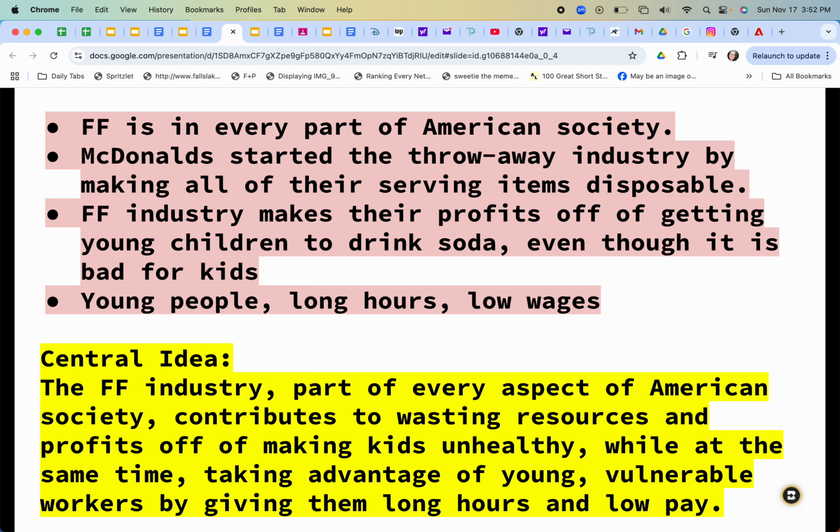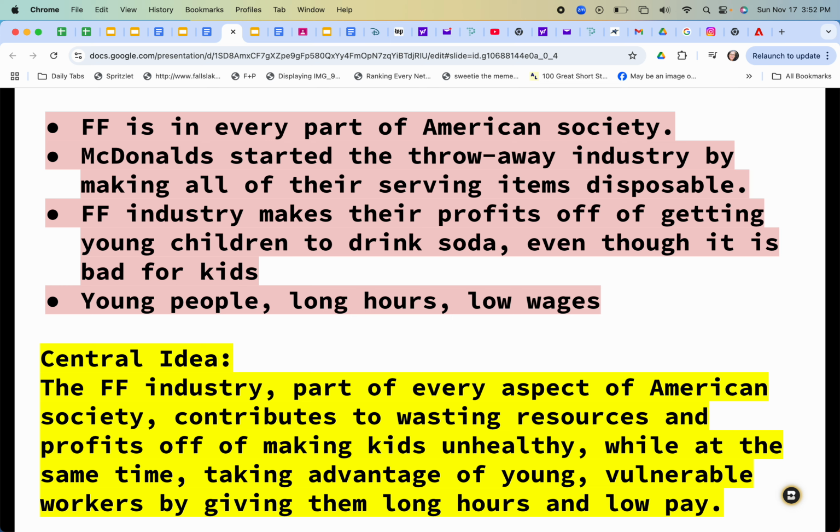Fast food is in every part of American society. McDonald's started the throwaway industry by making their items disposable. The fast food industry makes their profits off of getting young children to drink soda, even though it is bad for them, and young people, long hours, low wages.